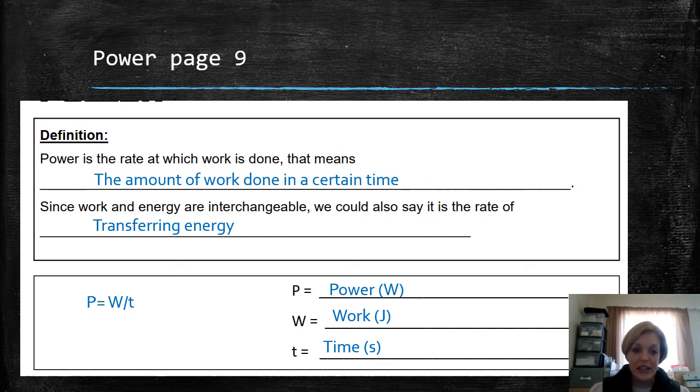Below that, you will see that there is a formula for power. Power is equal to W over t. Please make sure that the t, which is represented for time in seconds, is a small t, guys. It's not the capitalized T. Power is in watts, which is W-A-T-T-S. Work is in joules, and time is in seconds.